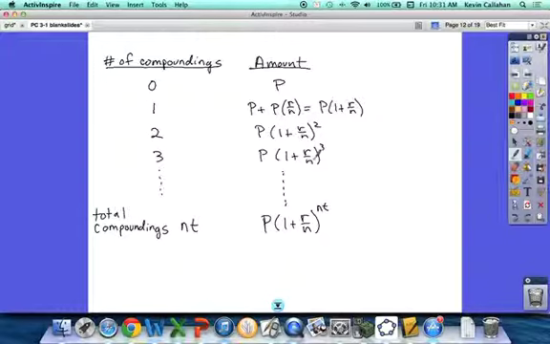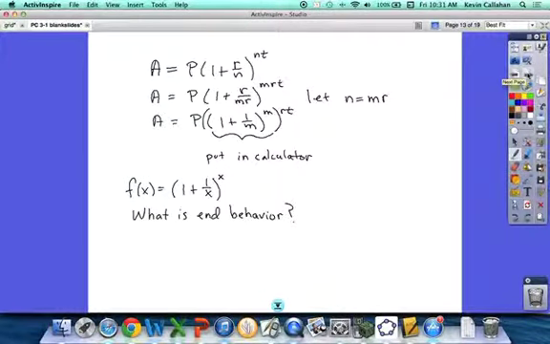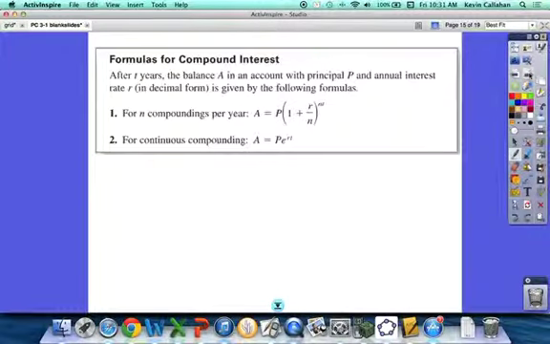Now, if you're compounding so many times per year and for so many years, then the total compoundings is going to be n times t, the number of compoundings per year times the number of years. That tells you that exponent right there. So that leads to a formula, which I think I got on the next slide. That's where we get this formula from, but we'll go back to that in a minute.